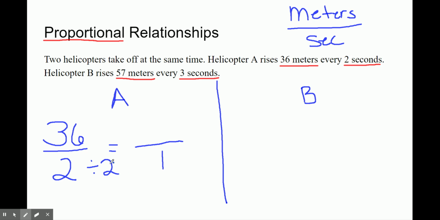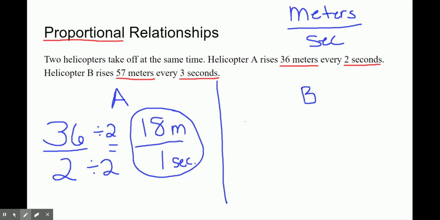Anything we do to the top or bottom of our fraction, we have to make sure we do to the opposite. So if we divide the bottom by 2, we need to also divide the top by 2. 36 divided by 2 is 18. So 18 meters per second would be our rate for helicopter A.